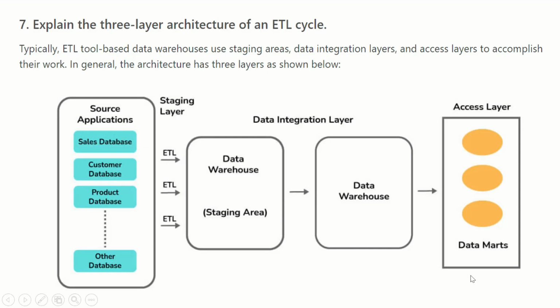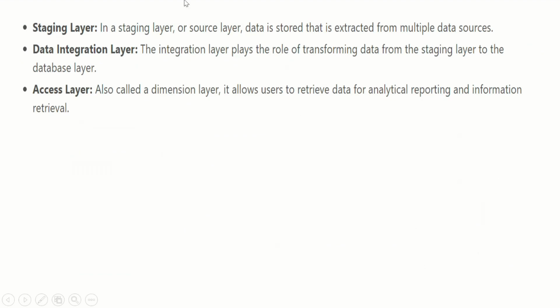And here you come across the access layer, that is nothing but data marts. Okay, so I think you understood by this diagram. Staging layer, or source layer, is where data extracted from the multiple data sources is stored. The data integration layer plays the role of transforming the data from the staging layer to the database layer. The access layer, also called a dimension layer, allows the user to retrieve data for analytical reporting and information retrieval.